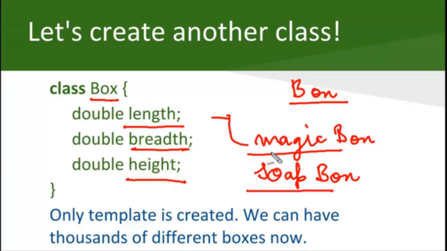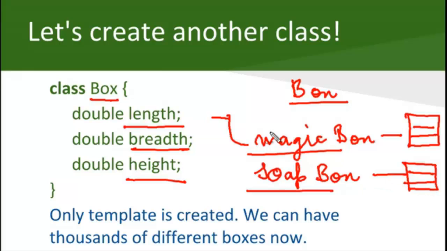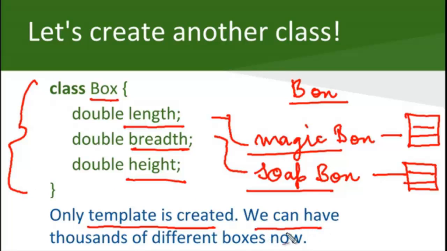So the magic box will have its set of length, breadth and height, and the soap box will have its set of length, breadth and height. So these are the objects of the class box. But remember, when we write this part of the code, class box, we have created only the template. Now when we create objects, we can have thousands of different boxes, but this part has only created the template as of now.